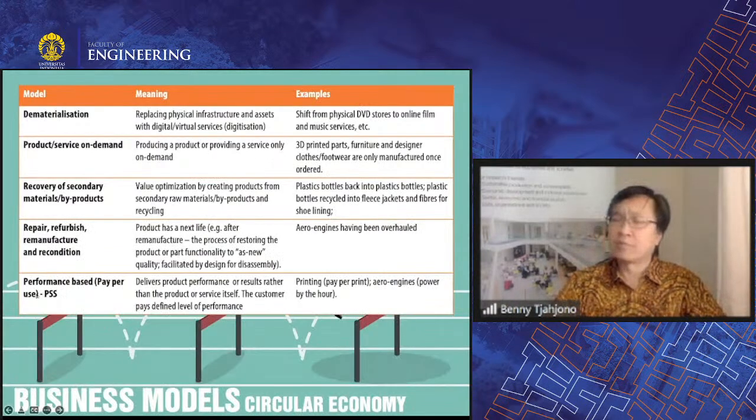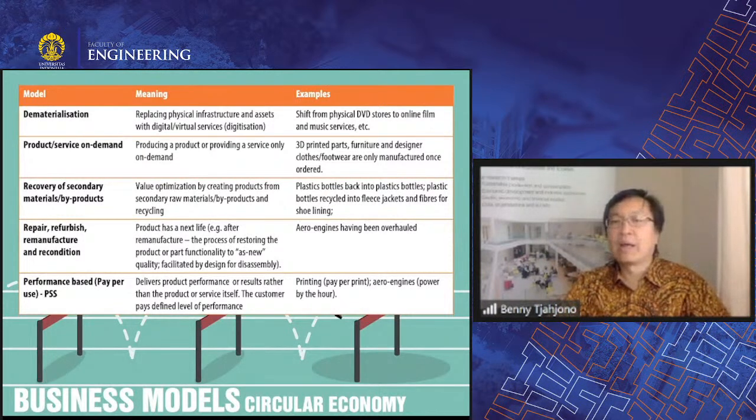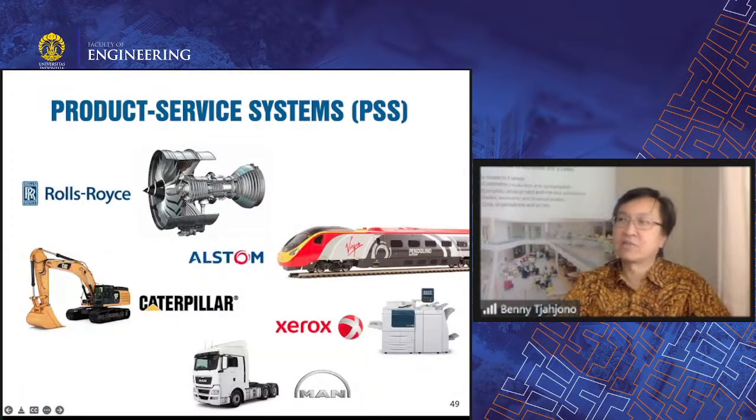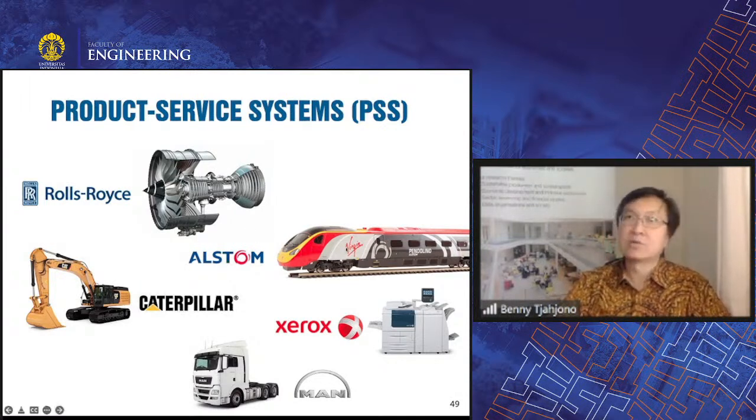Finally, we have the so-called performance-based or pay-per-use, and this is typical in servitization or product service systems, whereby the manufacturers are no longer selling products, but rather they're selling the functions of that product. So typical companies selling product service systems are Rolls-Royce, Alstom, Caterpillar, Xerox. So Rolls-Royce nowadays, they are selling the service, or they're selling the performance of the aircraft engine instead of selling the engine. So they are maintaining the engines and they get revenue from the maintenance of the engines. Similarly, Alstom is also selling their trains, 2 train companies in the UK. Caterpillar and Xerox are also doing the same thing.